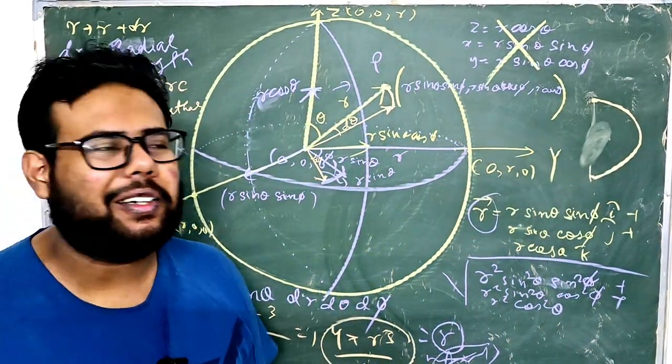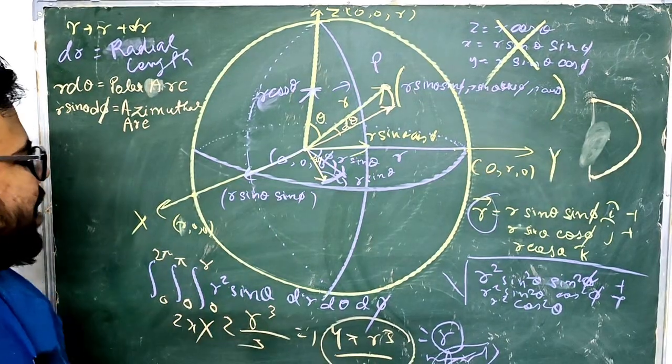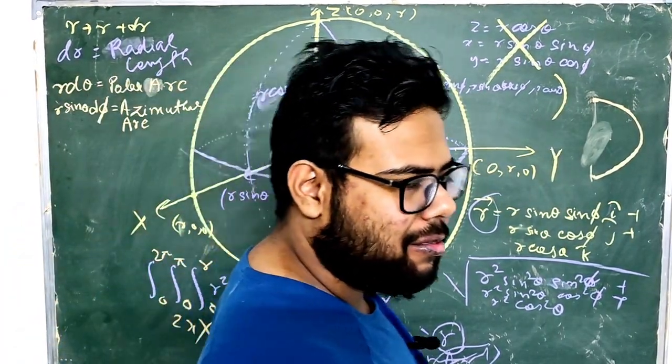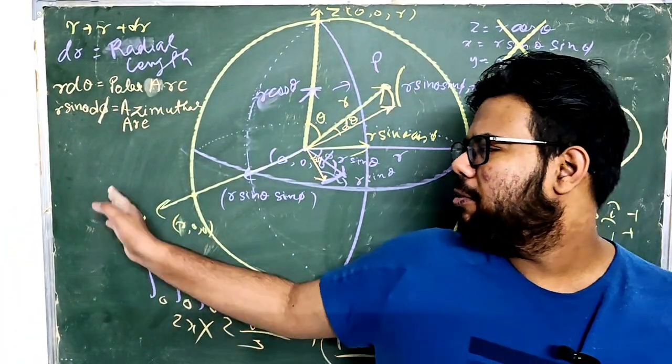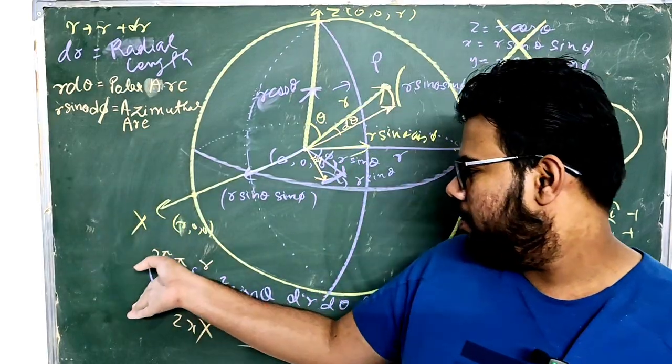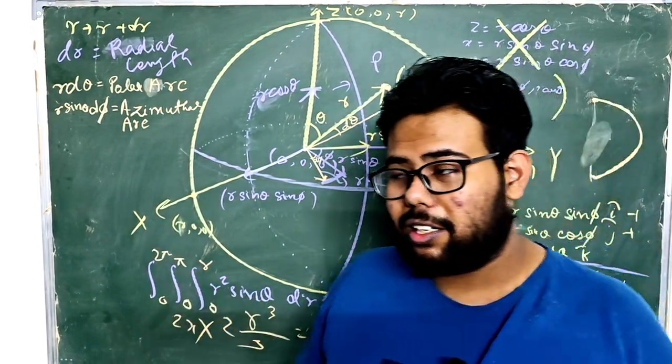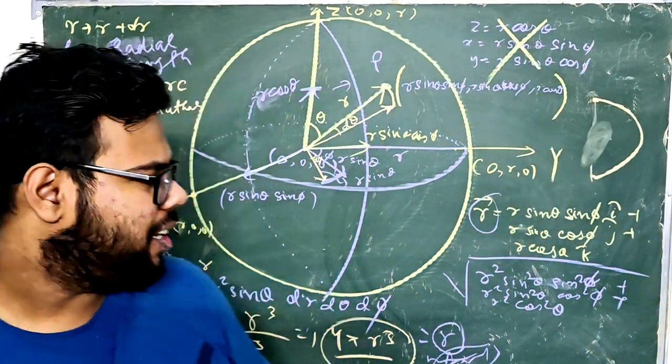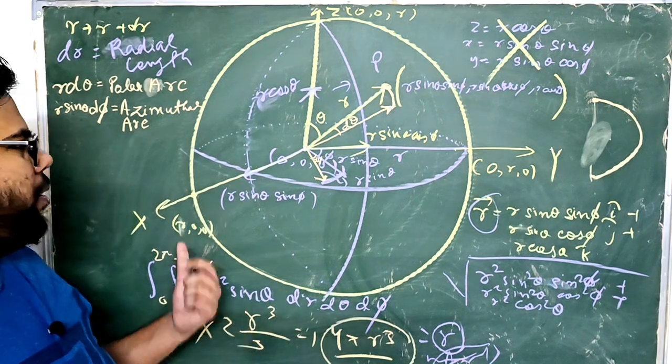And one more thing which I need to tell you, that r square sine theta is the Jacobian which you will get when you move from dx, dy, dz to this. You can check it yourself. So this is basically a direct proof of the Jacobian also from here.